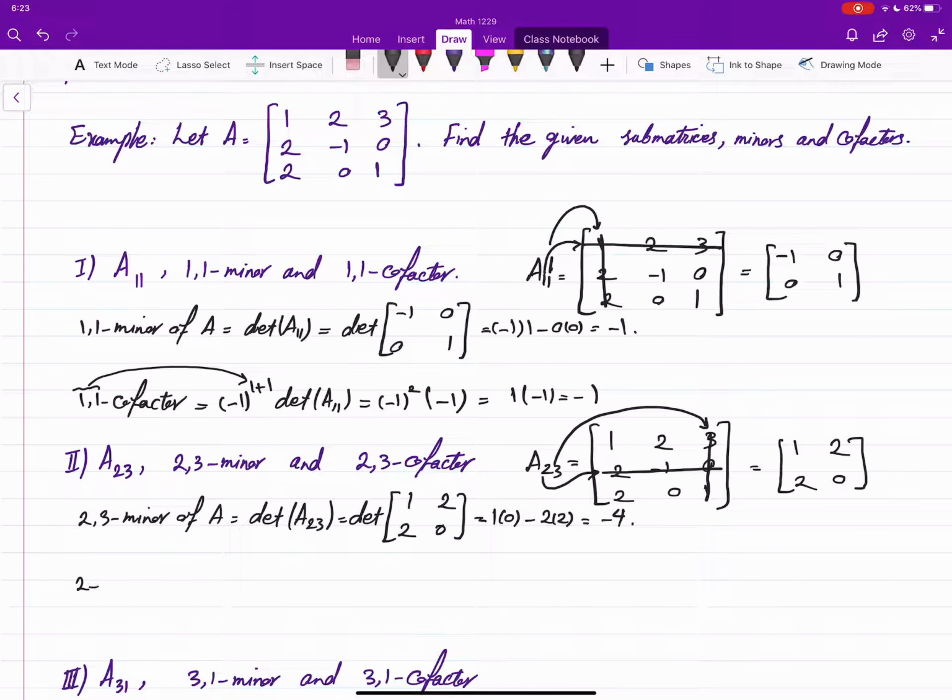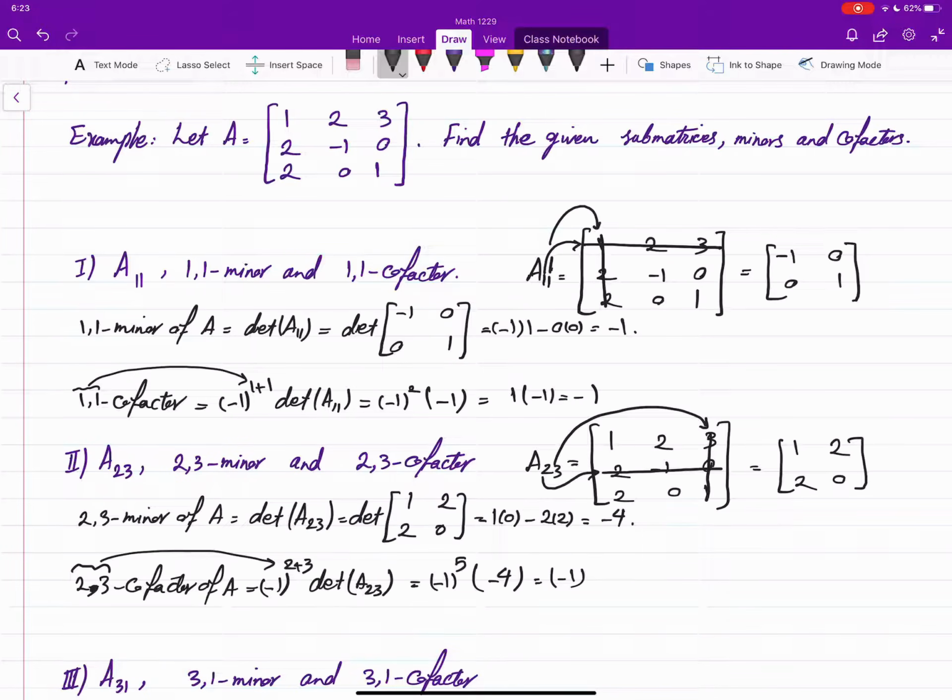How about the 2,3 cofactor of A? This is the 2,3 minor, but you multiply it by negative 1 to the power of the sum of the two numbers, 2 plus 3, so negative 1 to the power 5 times the minor, which is this guy. Negative 1 to the power 5, or negative 1 to any odd power, is negative 1, and multiplied by negative 4, you get 4.